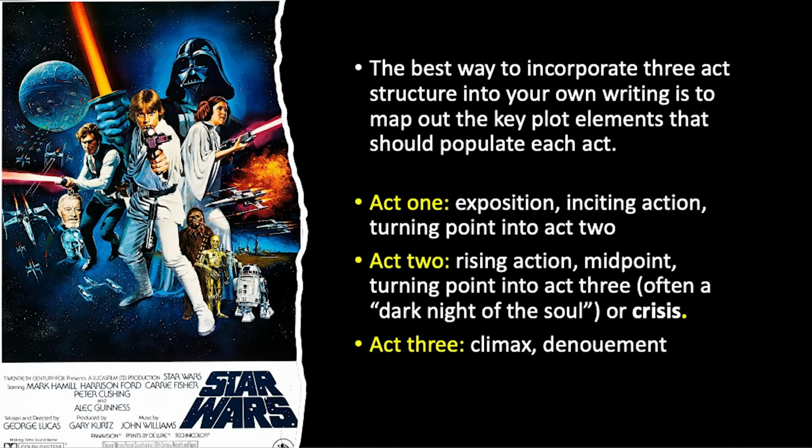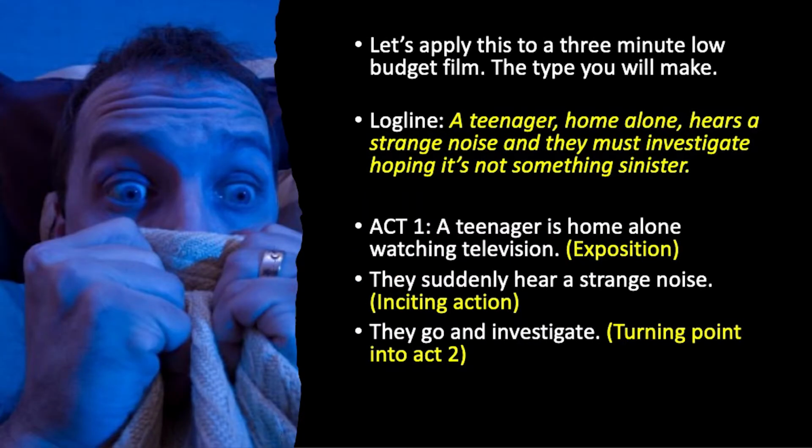So when mapping out your story, you want to incorporate these plot elements into your story. So Act 1, exposition, inciting action, turning point into Act 2, rising action, midpoint, turning point into Act 3, often called a crisis, a dark night of the soul. Then you've got your Act 3, your climax, denouement. And I'll show you an example of this for a lower budget short film type of thing that you would make on this course. Okay, so let's apply this technique to my idea.